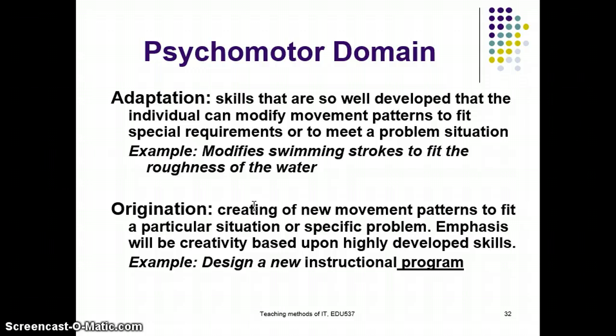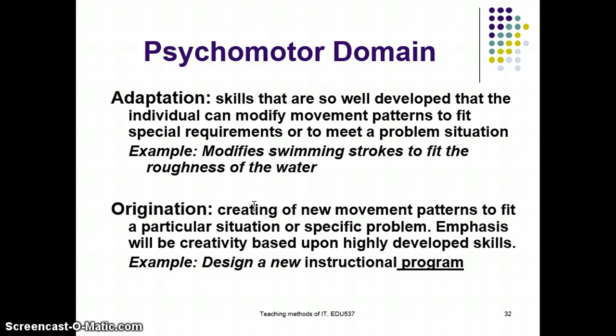Okay, now moving on to adaptation. Skills are so well developed that the individual can modify movement patterns to fit special requirements or meet a problem situation. Example, modifying swimming strokes to fit the roughness of the water. You should know what adaptation is. Just remember, adapt to the environment.